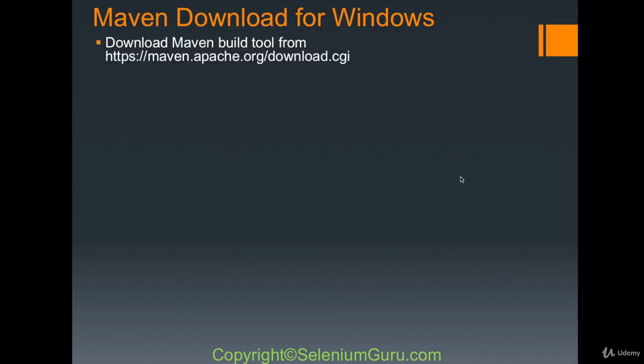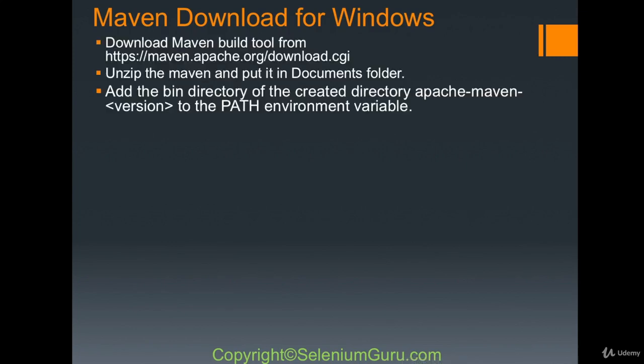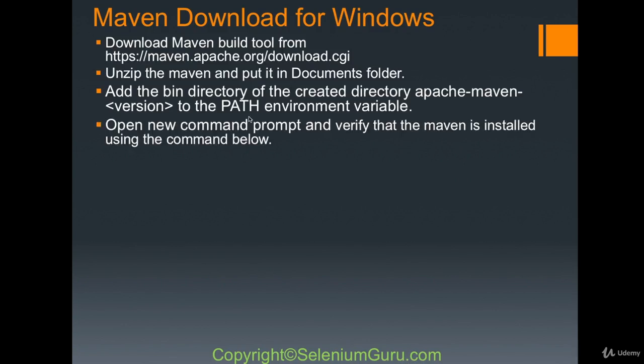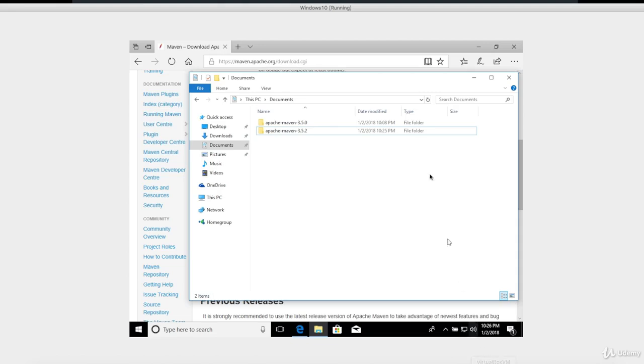Okay, so we first downloaded the Maven tool, then we put it in the Documents folder. Then the third step is to add the bin directory of the created Apache Maven directory version to the path environment variable. So let's try to do that. I'm going to go back to our virtual machine here.